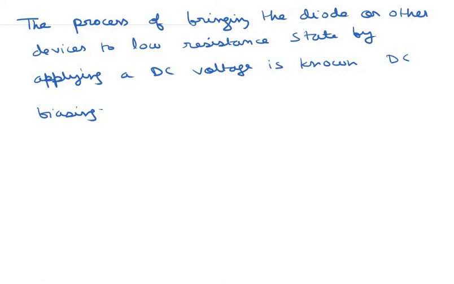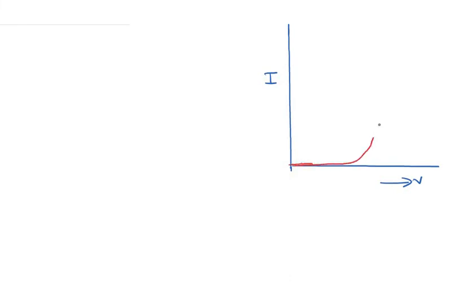Now we will end our class by studying something which is known as the load line, and after that we will do a small problem today. So let us consider the forward biased characteristics of the diode. This forward biased characteristics of the diode basically look like this.